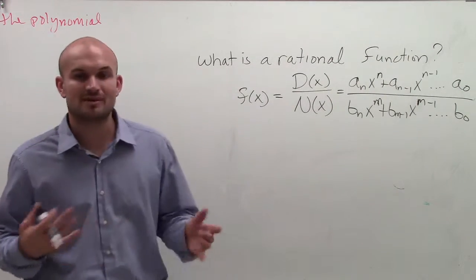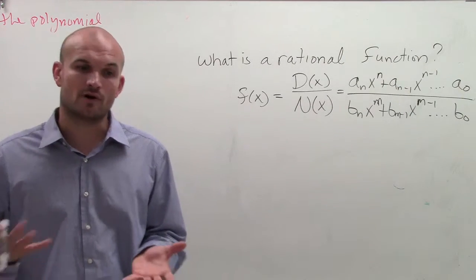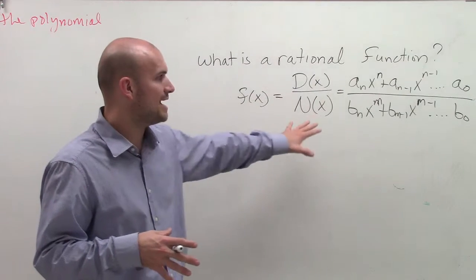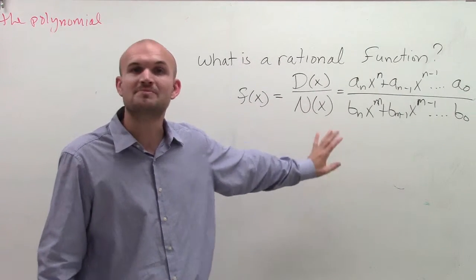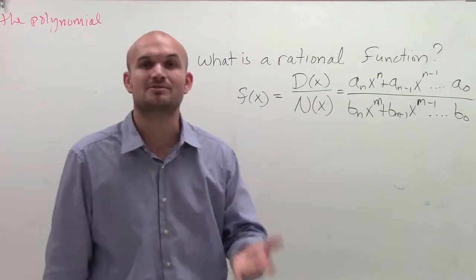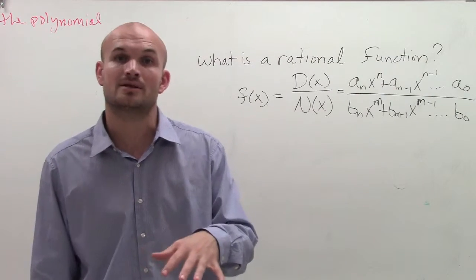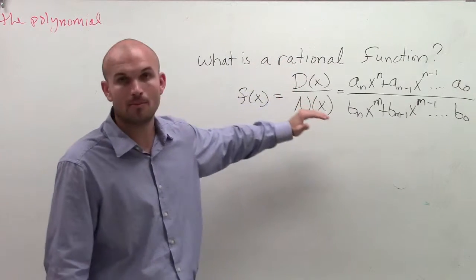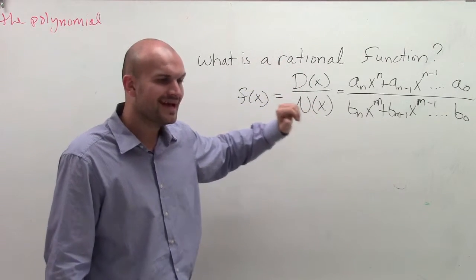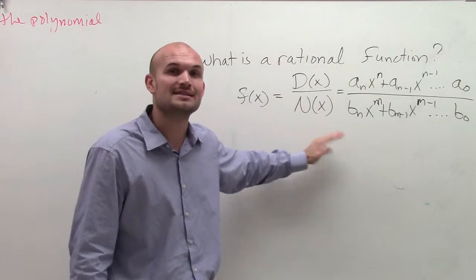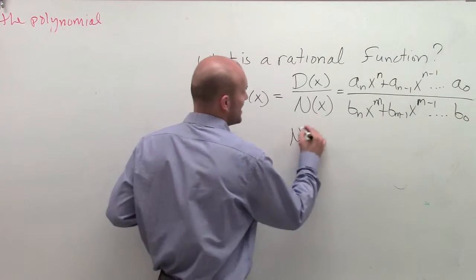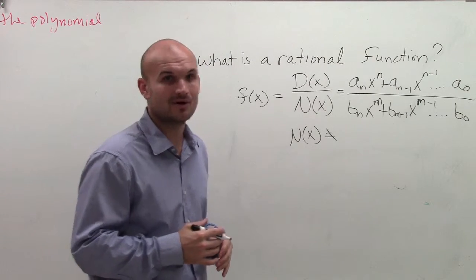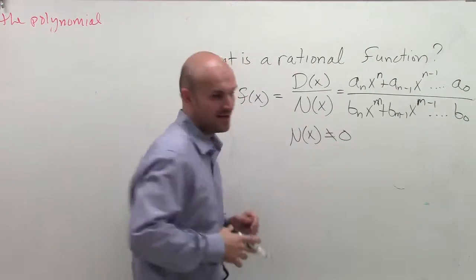The same thing is true for rational functions. You cannot have a rational function where the function on the bottom is ever equal to 0. And that's going to create asymptotes, which we're going to talk about in a couple other videos. So it's important: a rational function is a function above another function, and the important thing is that your denominator, n of x, cannot equal 0.